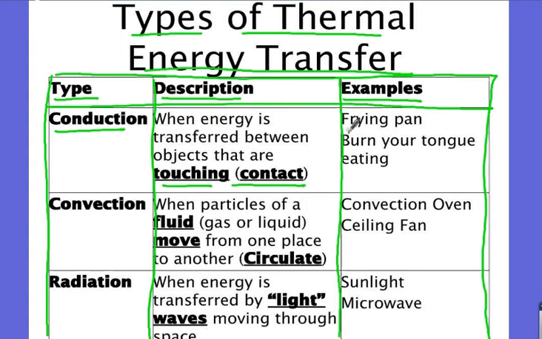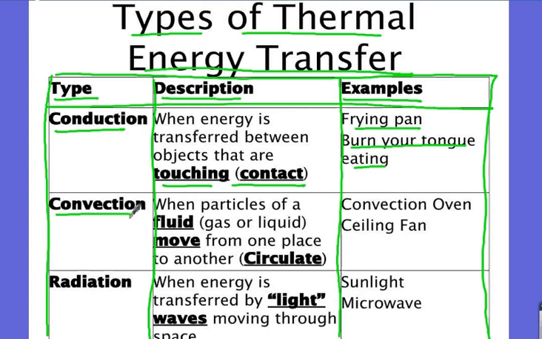Another example that's a little more extreme is a frying pan. Burning your tongue while you're eating. The frying pan is not burning your tongue while you're eating. The frying pan is probably burning your hand. I hope you haven't stuck your tongue on a frying pan. But when you burn your tongue while you're eating, the thermal energy is transferring between the food and your tongue. So the energy is going from the food to your tongue.